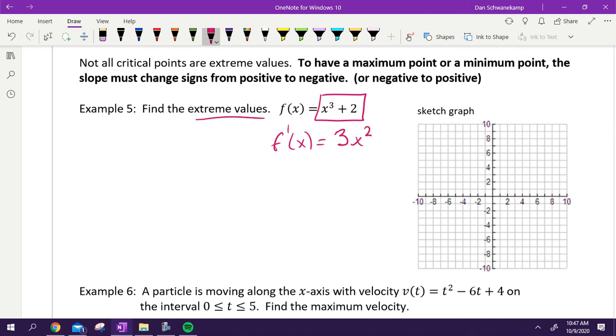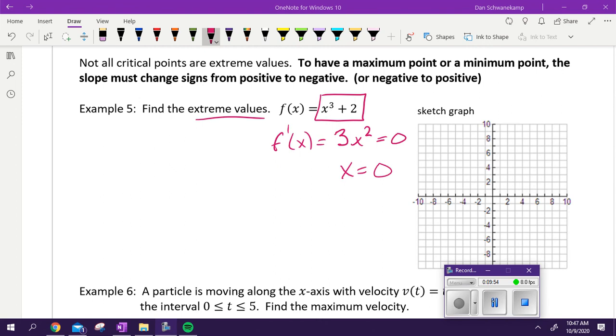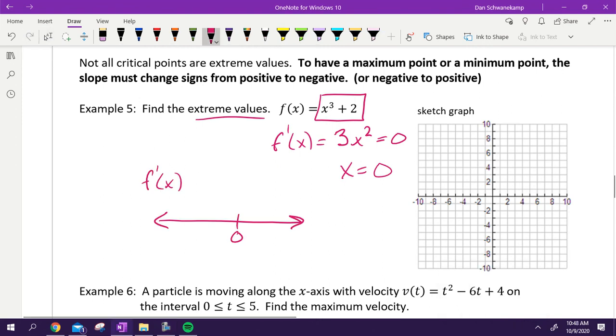Is that thing ever going to be undefined? No. So I'm going to set it equal to 0 and solve. What's my x value going to be? 0. Make a sign chart real quick. Fill in your sign chart. Go. I made my sign chart. 0 was the only number that is going to make this thing equal to 0, because 0 squared times 3 is going to get me 0.